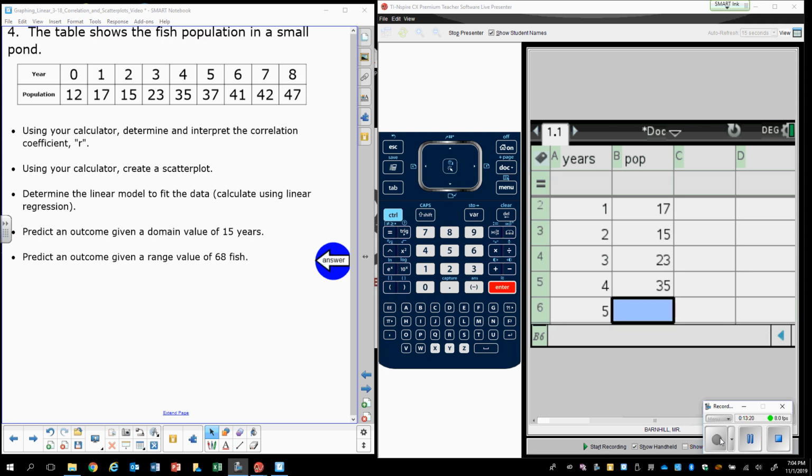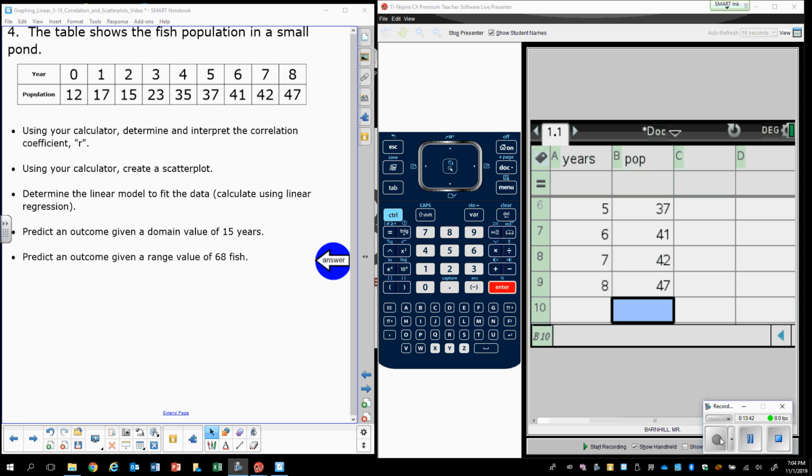At year 5, there were 37. And then at year 6, there were 41. At year 7, there were 42. And at year 8, there were 47. And so now that we have these values in here, we want to be able to make a scatter plot.